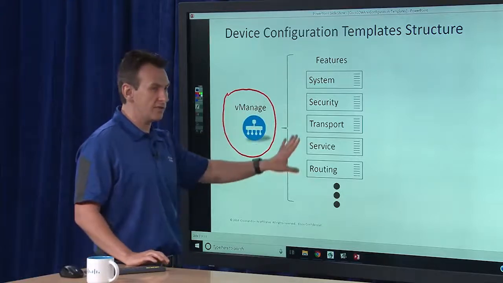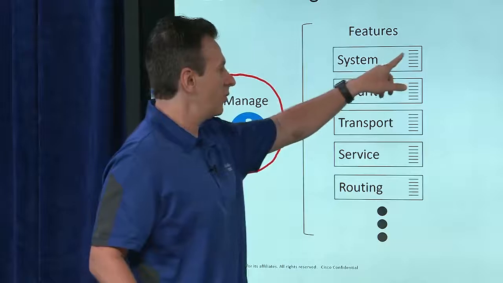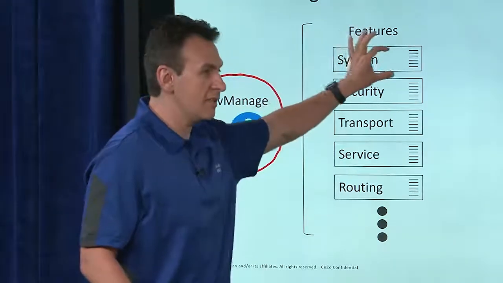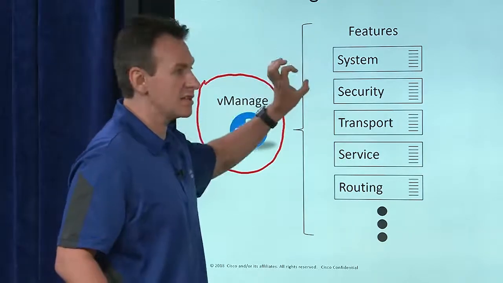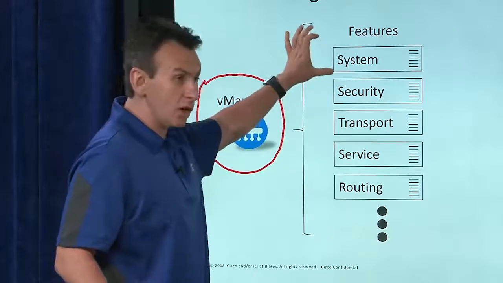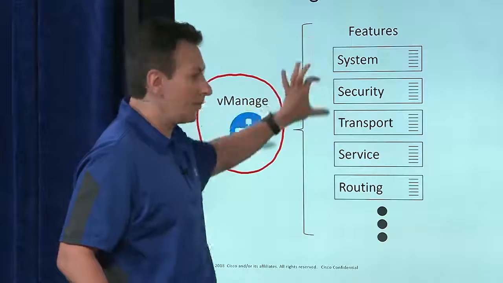Now, inside those individual features, think about them as buckets. Inside each one of them, we have the individual settings. When we say something is a system, it's actually a collection of individual settings that go inside the system. The same thing happens for security, transport, and service. Some of those have a lot of settings, and some of them have only a few. It depends on how big the block is.